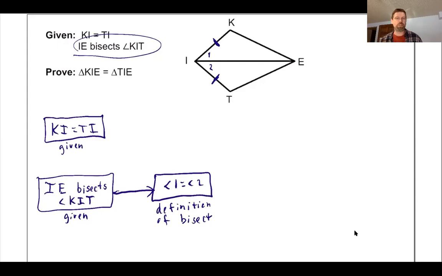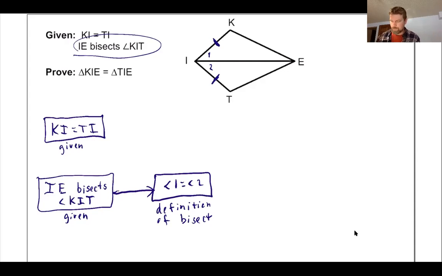So anything you want to put there is fine, just make sure you put something there saying, yeah, I understand because we had a bisector, that made those angles equal. Definition of bisect is probably just the fastest way to do it. Saying, hey, that's what bisect means. By definition, that means it cuts something in half.